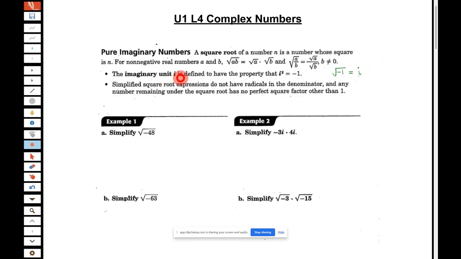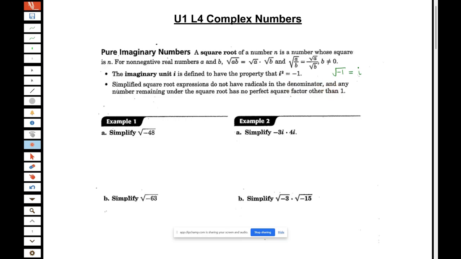The imaginary unit i is defined to have the property such that i squared equals -1, or the square root of -1 is i. Simplified square root expressions do not have radicals in the denominator. So any number remaining under the square root has no perfect square factor other than 1.